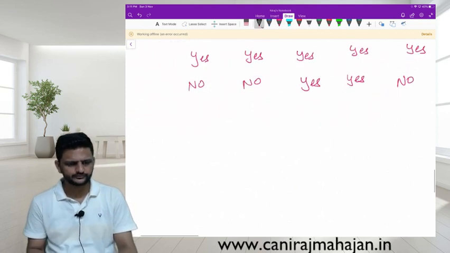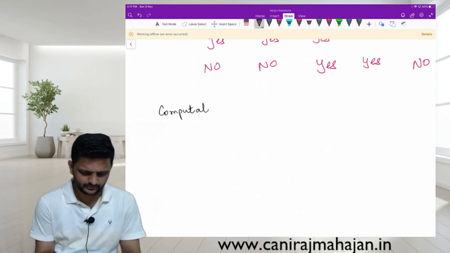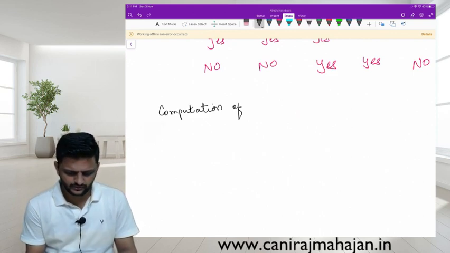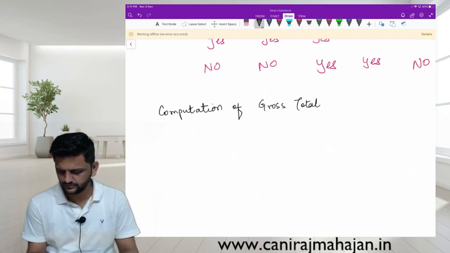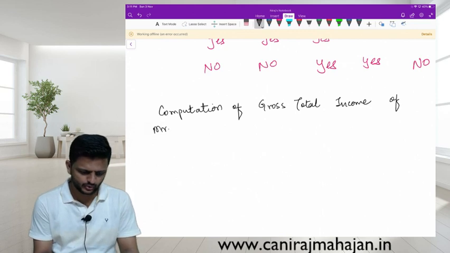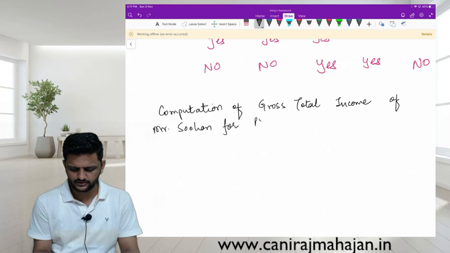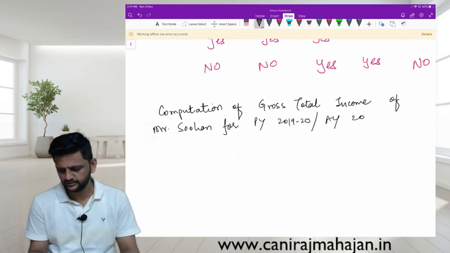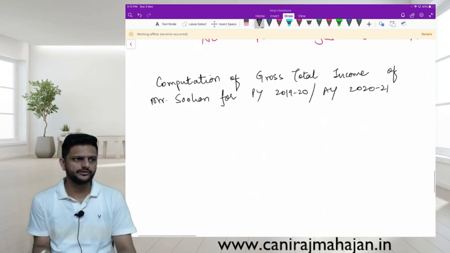Computation. Gross total income of Mr. Suhan for PY 1920, AY 2021. Particulars, rupees.